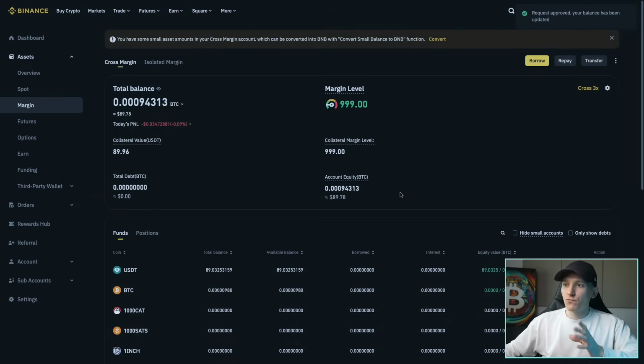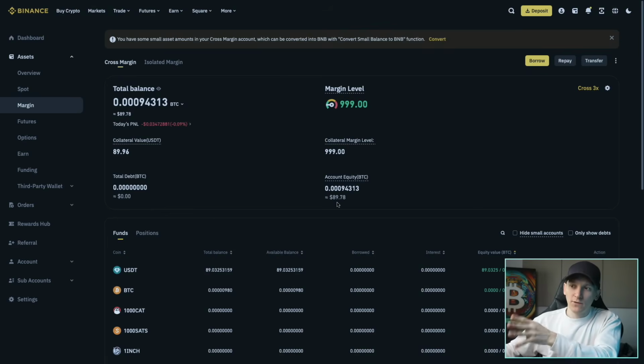Now, what you should see if you refresh the page is that your debt is completely gone here. So your debt's gone, and that leaves you with account equity of the amount that you had. If I press refresh here, that would come down to around $40 minus the interest that I just paid for opening and closing the loan position.